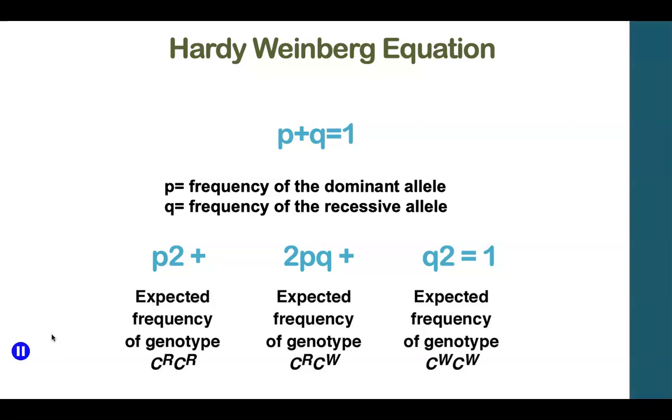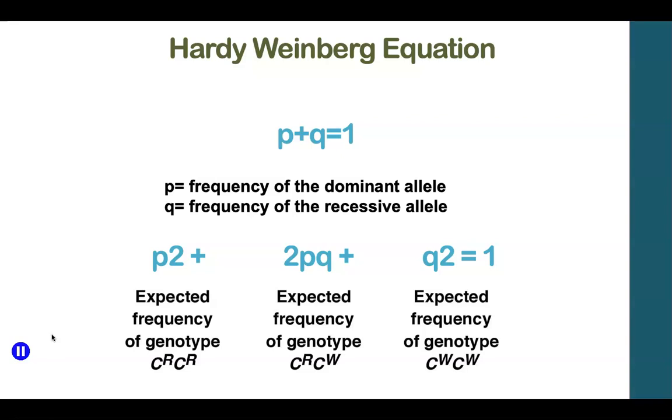P squared, the first part of the Hardy-Weinberg equation, is going to represent the frequency of the homozygous dominant genotype. So basically the chance of getting that P allele 2 times. So the frequency of getting it once times the frequency of getting it twice, because remember, all individuals get 2 alleles, one from mom, one from dad.